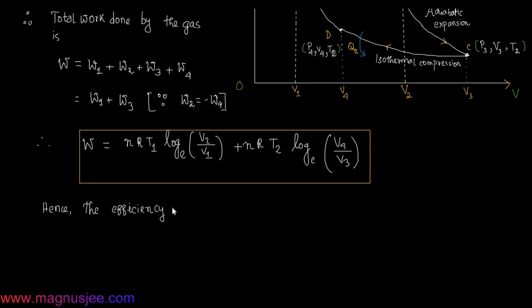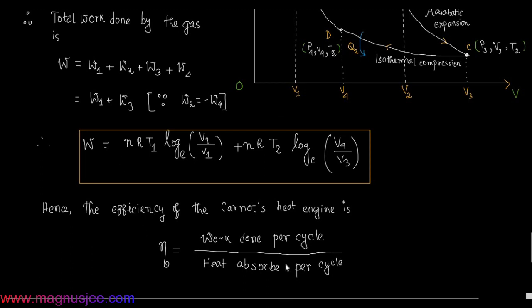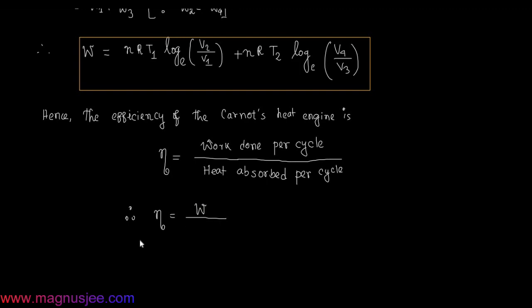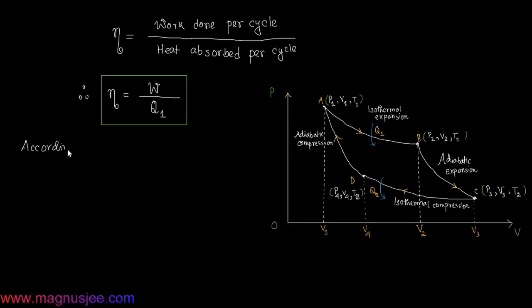Hence, the efficiency of the Carnot heat engine, eta, is equal to the total work done by the gas in the Carnot cycle, the work done per cycle, divided by the heat absorbed per cycle by the Carnot heat engine. Therefore, eta is equal to W divided by Q1, where Q1 is the heat absorbed by the ideal gas placed in the cylinder in this Carnot cycle.